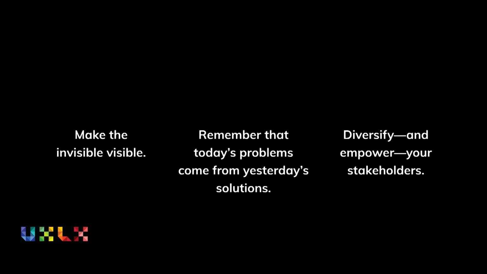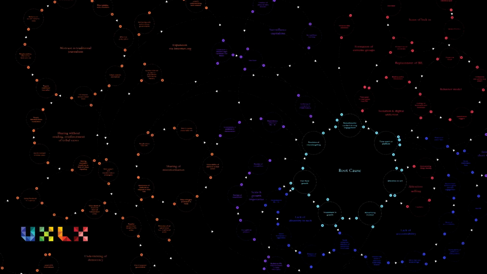So to sum up, the 3 principles of adopting a systems thinking mindset are to make the invisible visible, remember that today's problems come from yesterday's solutions, and diversify and empower your stakeholders, make them part of the process, and disrupt the power imbalances within your own process and structure.